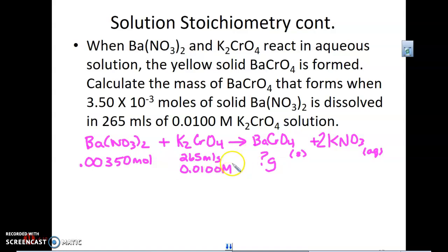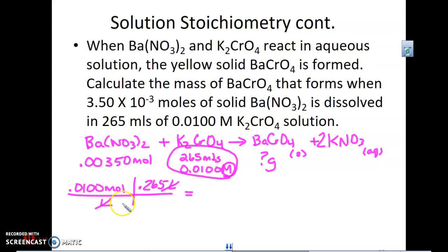Okay, so with all of these problems, we're going to start with the one that gives us both the concentration and the volume. All right, so I'm going to take the molarity, and instead of the big M, I'm going to go moles per liter. I'm going to multiply by 0.265 liters.